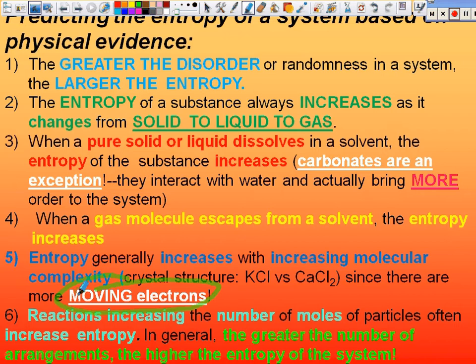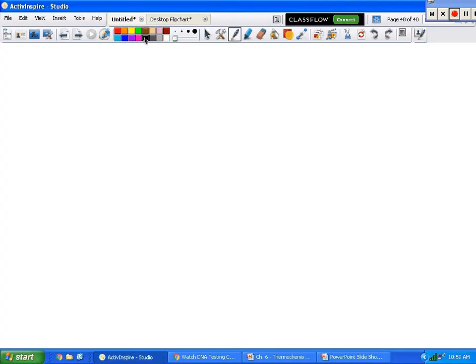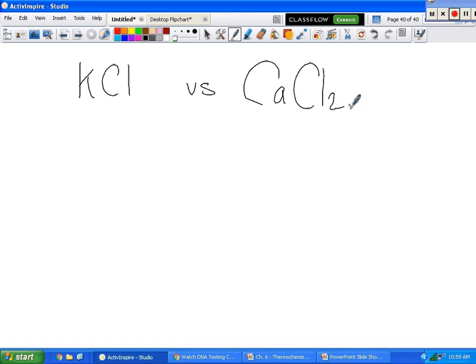It's even more electrons, right? So let me give you an example. There's 2 ways to look at it. It gives you this one. I do believe the example that they gave was KCl versus CaCl2. Is that correct? So my first question is, which one will have more electrons?